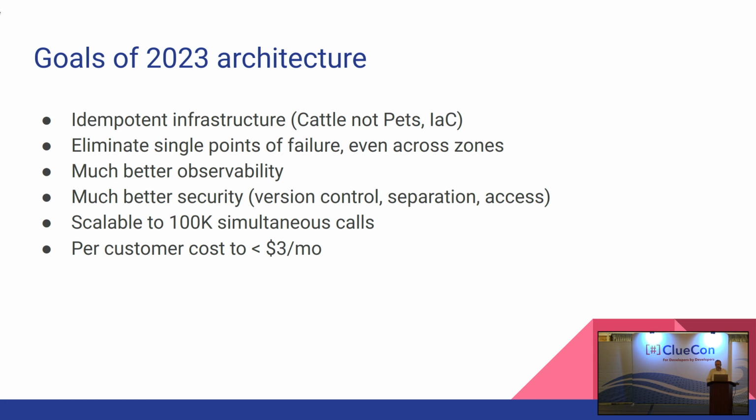That was all in-house written today, and to be honest, it's not great. So we were hoping to improve that. Improve security, another thing, we don't have really good separation. I won't tell you what the security issues are, but we know we have them. And I want to make sure we can scale to 100K simultaneous calls, which is really large. I doubt we'll get that big, but I want to make sure the design can handle it. And I really want to get my per customer cost down to about $3.